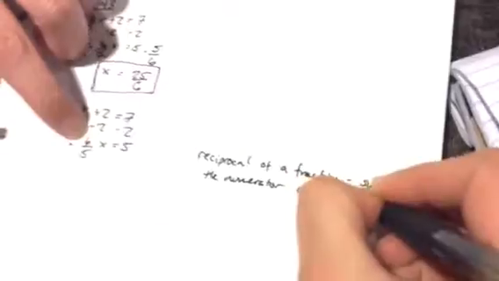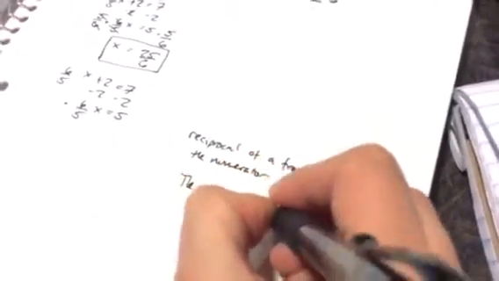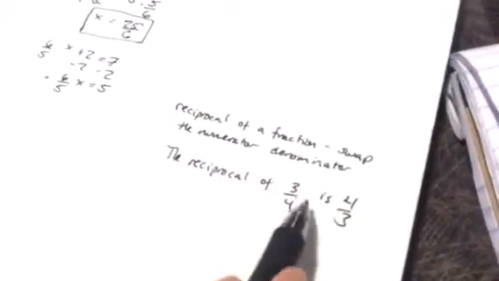It's not the same number, and that's important to realize. So the reciprocal of 3/4 is 4/3. So these aren't the same number. It's just that this word lets us refer to this idea where we swap the numerator and the denominator.